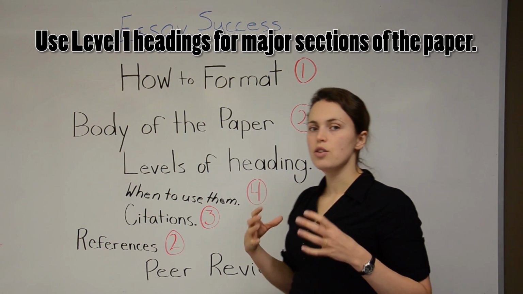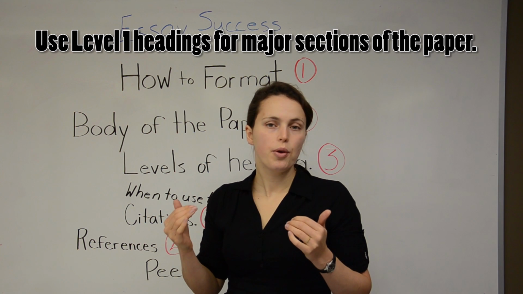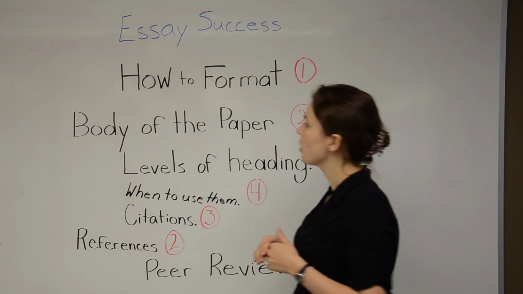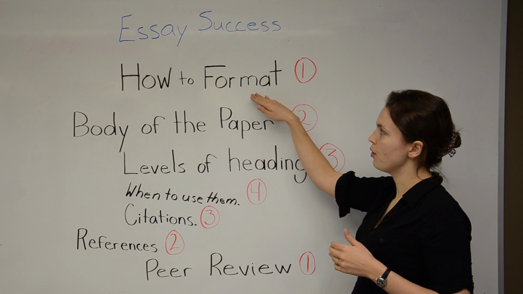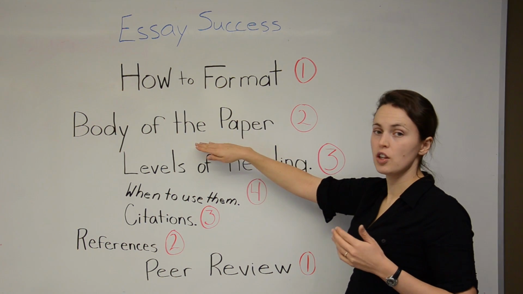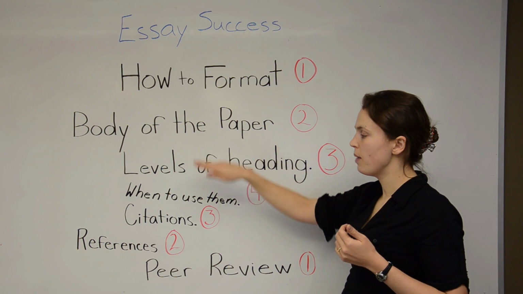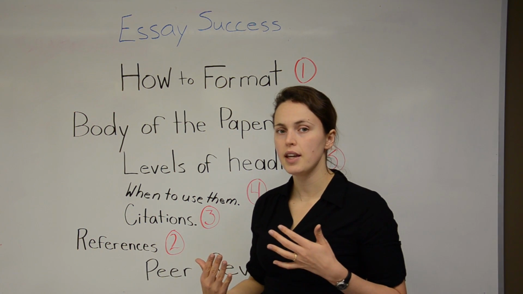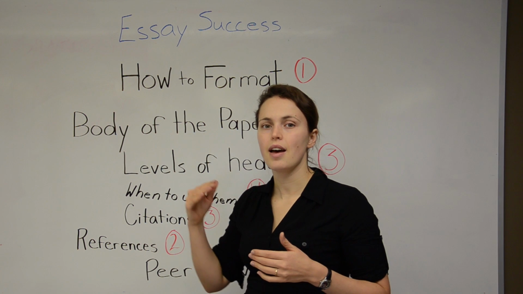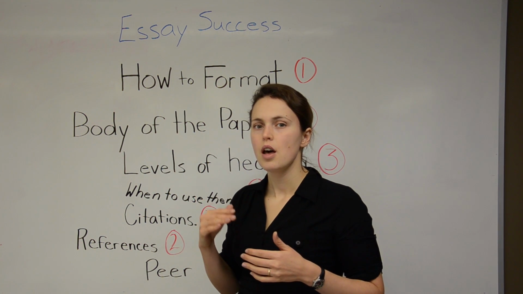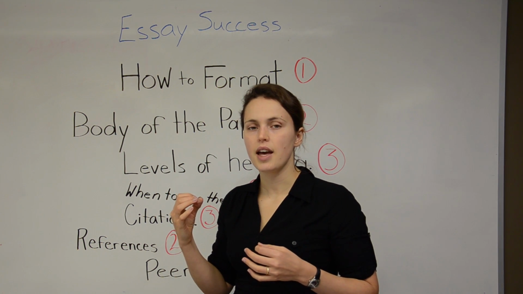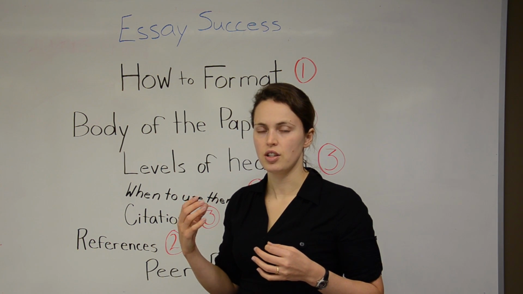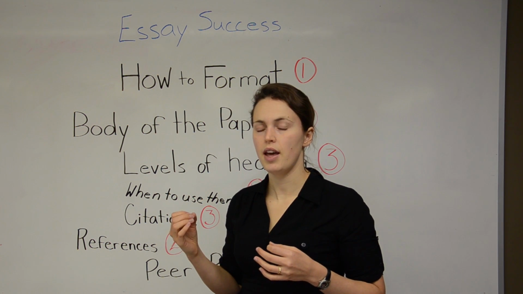Now, underneath those major sections, you might have subsections. A subsection about how to format the paper might take a look at the body of the paper, and you might have another one about references, you might have another one about the title page. Each one of those have equal levels of importance, but they're not as big as the Level 1 heading because they're not as big as that major section. So we need to use a different level of heading.